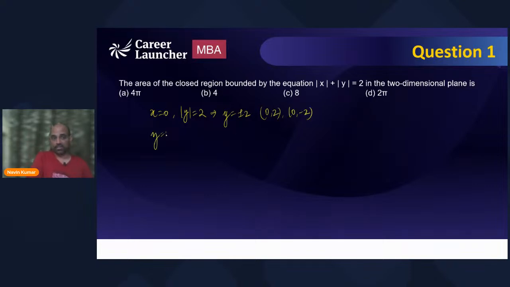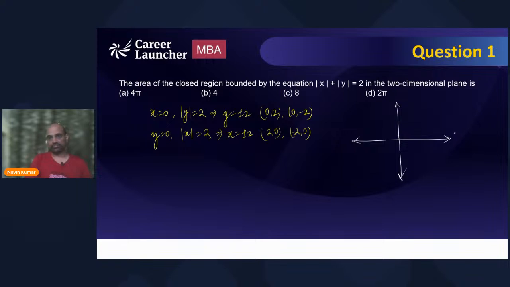Next, if we take y is equal to 0, we will have mod x is equal to 2. That will give us x is equal to plus minus 2. So we will have 2 points, one being 2, 0, another being minus 2, 0. So let's plot this on the graph. We have got the x-axis, this y-axis, and these points. One point being 0, 2, and then we have the mirror image of that, which is 0, minus 2. Similarly, we will have 2, 0, and then the mirror image of that, which is minus 2, 0.